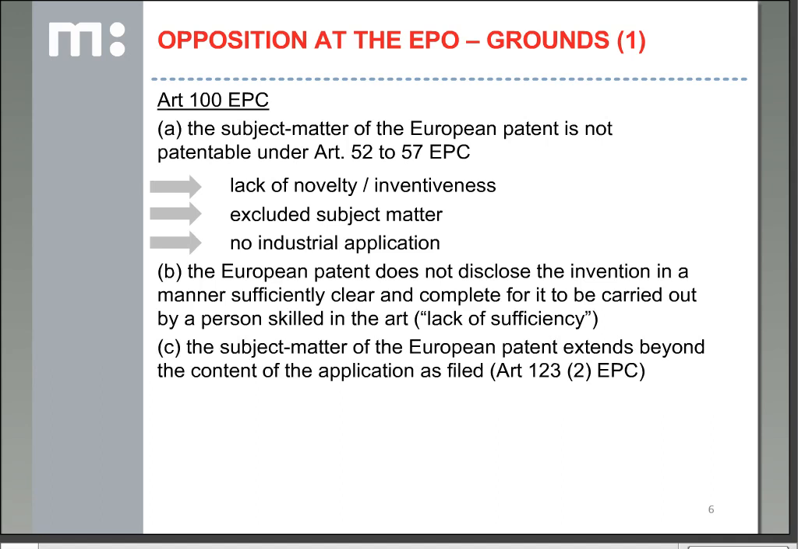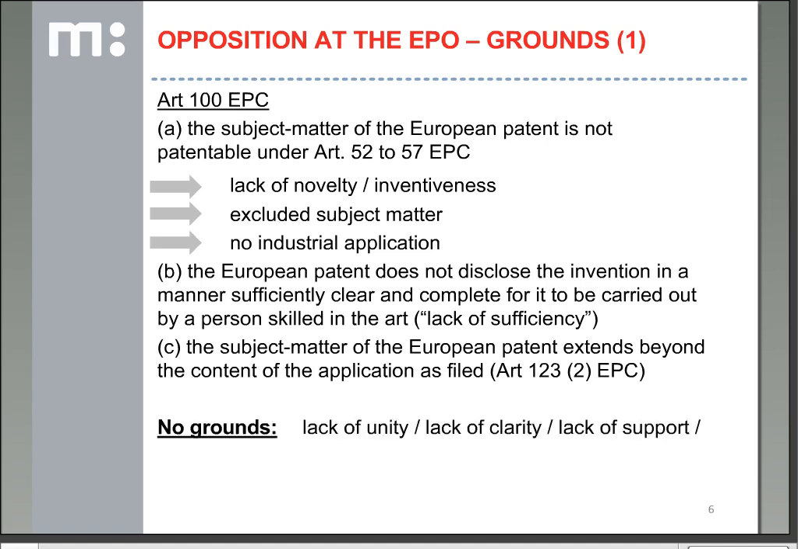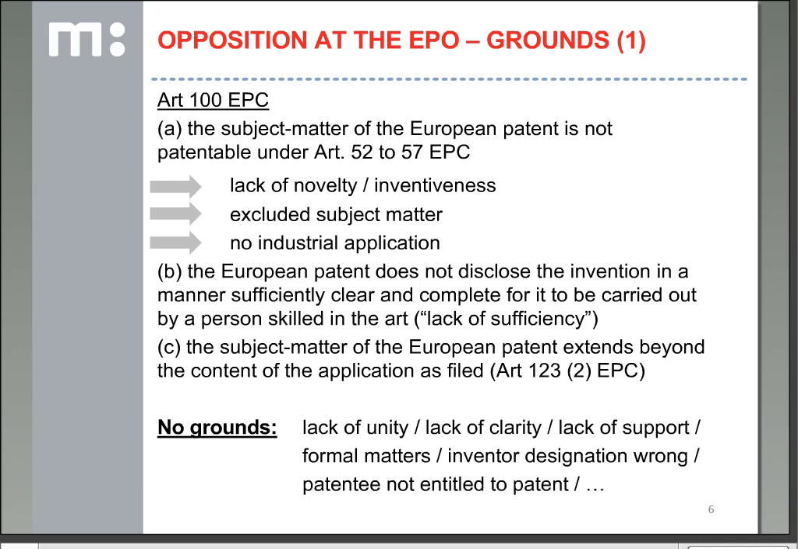The third reason in Article 100 is that the subject matter of the patent extends beyond the content of the application as filed. That's Article 123(2) of the European Patent Convention, so inadmissibly broadening the original scope of disclosure. Interestingly, these are the only grounds for opposition which can be used at the EPO. So no ground for opposition is a lack of unity, a lack of clarity, a lack of support, formal issues, a wrong inventor designation, or whether the patentee is not entitled to the patent.